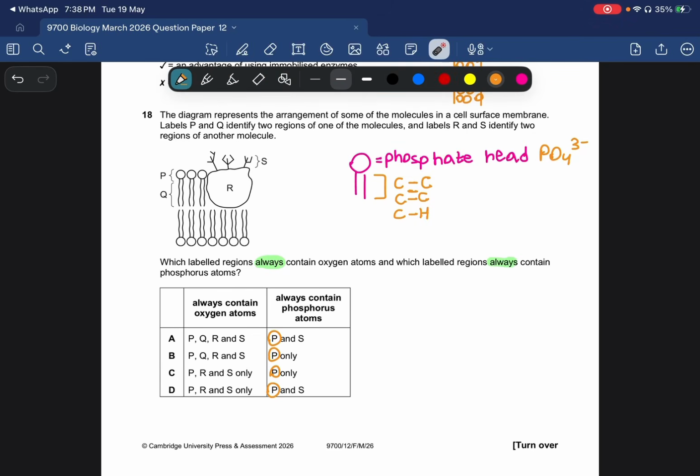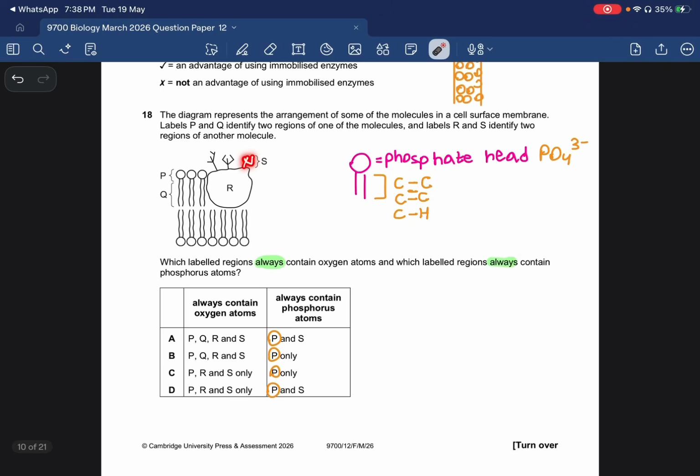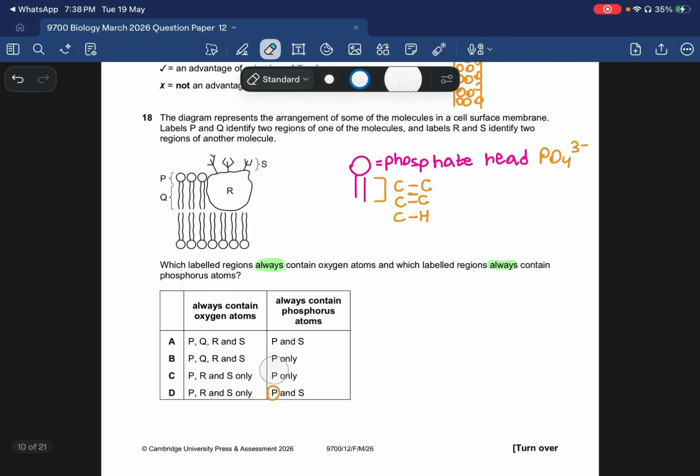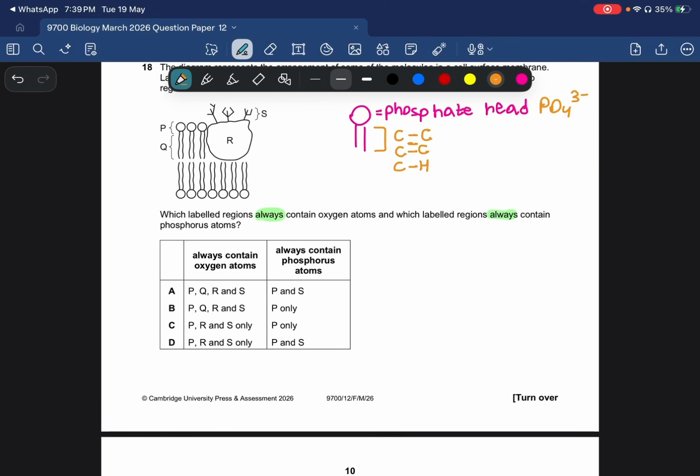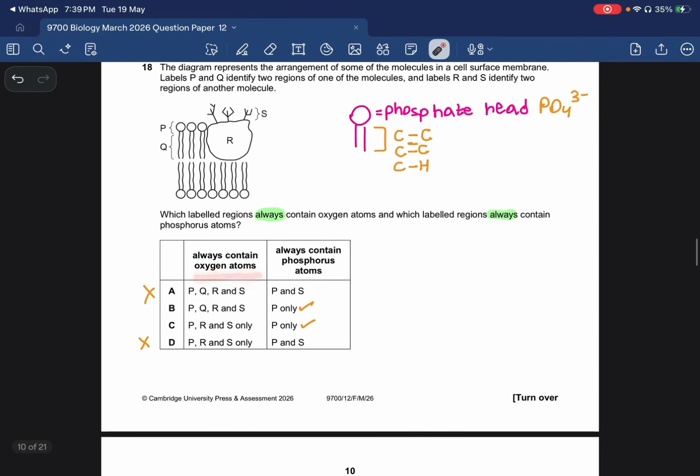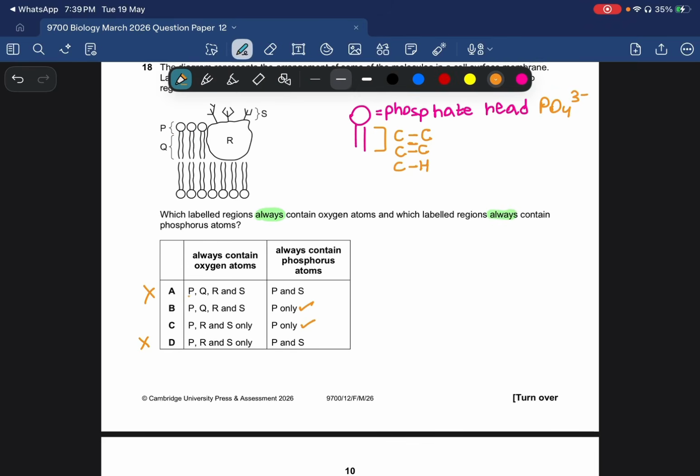But what about S? S is a receptor. How are we so sure that the receptor is gonna contain phosphorus? Now, I'm not saying it won't, it may, but will it always contain phosphorus? No. So S is not categorized under always containing phosphorus. So A and D is wrong for that specific reason. Now, always contain oxygen. P is PO4. Obviously, it has oxygen. So P is correct.